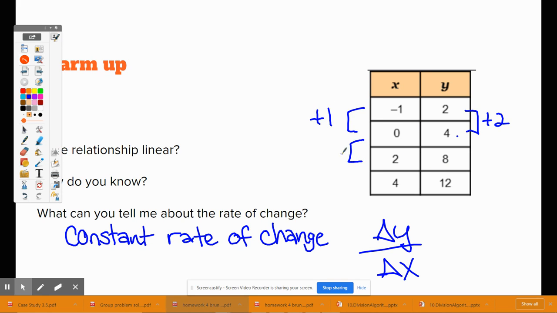Now from here to here, I went plus 2. So if you took 2 steps, that would be plus 2 plus 2, which is plus 4. And so far, the rate of change is the same. And then here, once again, you went plus 2, and once again, you did go plus 4. So yes, it is linear.